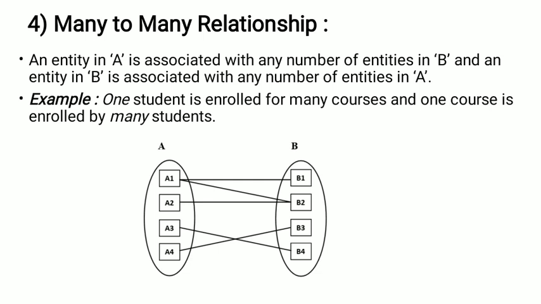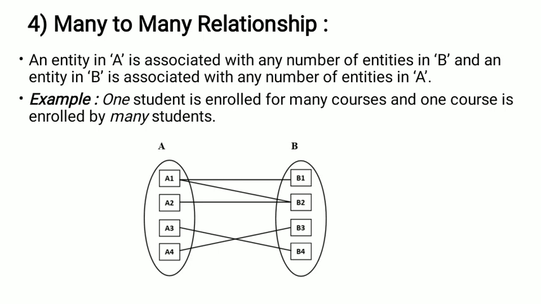What is this many-to-many relationship? An entity in A is associated with any number of entities in B, and an entity in B is associated with any number of entities in A. That is called a many-to-many relationship. One student can study any number of subjects, and one subject can be studied by any number of students. Here is another example of a many-to-many relationship.